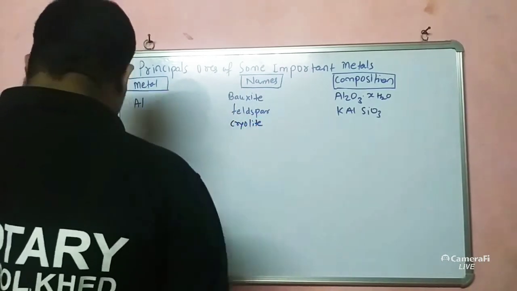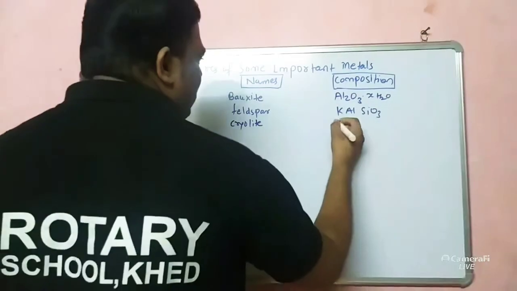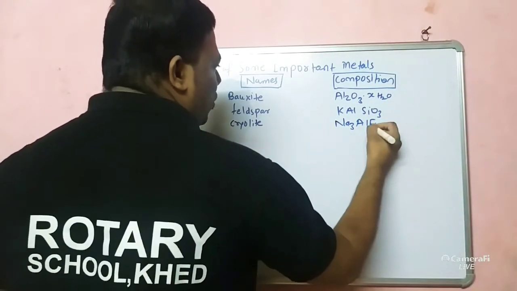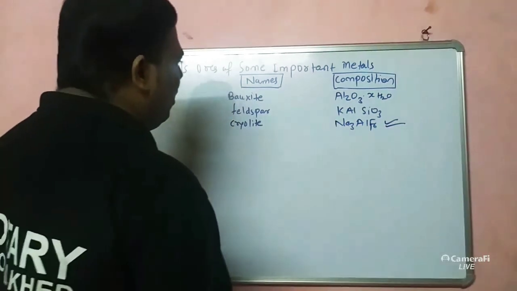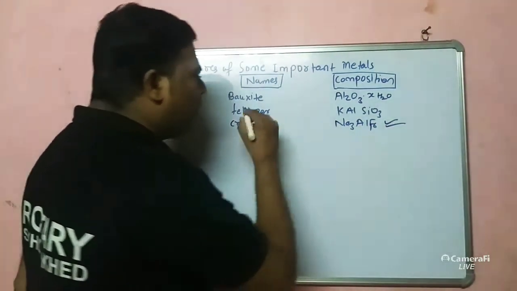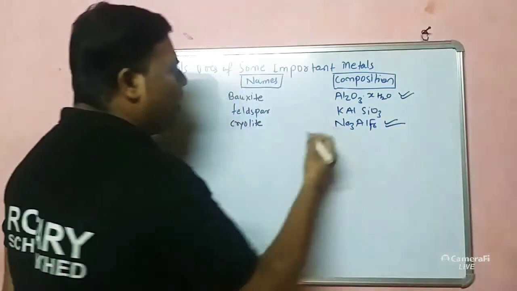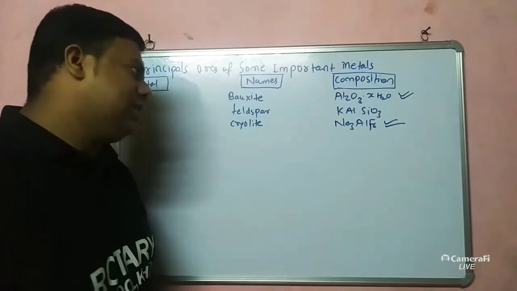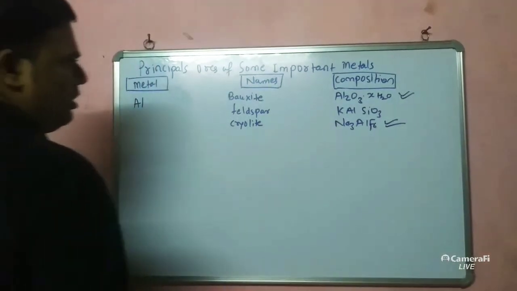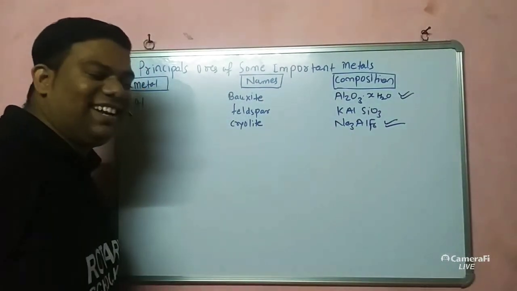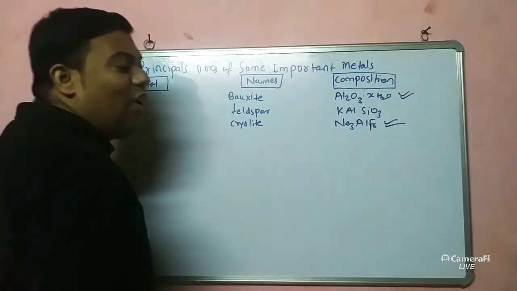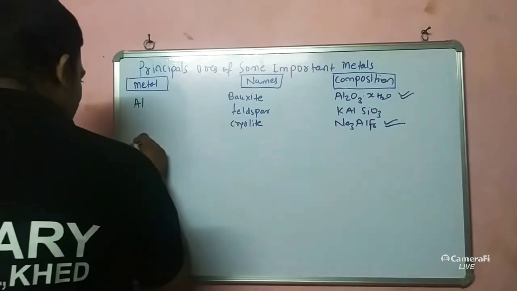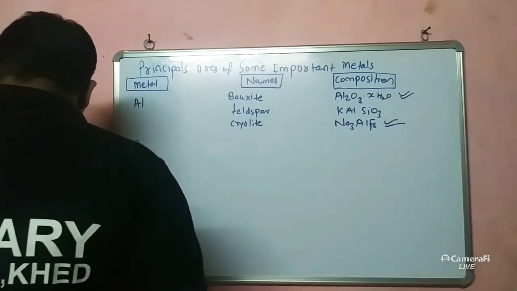What will happen about cryolite? Yes, cryolite is Na3AlF6. Most frequently asked among these are bauxite and cryolite, so you must know their formula, Na3AlF6. Okay. Yes, we can say these are coordination compounds. Next we will discuss iron.